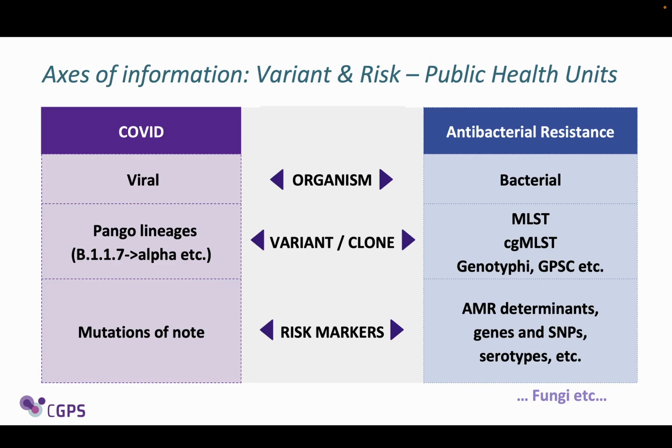And these sets of information are appropriate and parallel within bacterial and fungal pathogens. So within bacteria, for antimicrobial resistance, some of our variant and clone designations are things like MLST, cgMLST. It gives us those public health units, so that if I'm talking about a particular type, somebody else can understand what they mean. So it allows us to have this public health unit to be able to then overlay information on top. And within a paradigm such as AMR, our risk markers would be the determinants, the genes and the SNPs, or for vaccine development, serotypes, etc.